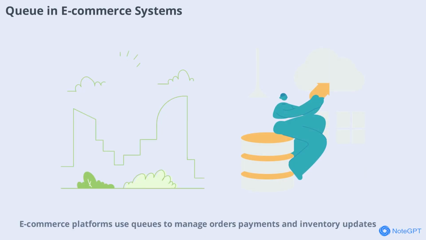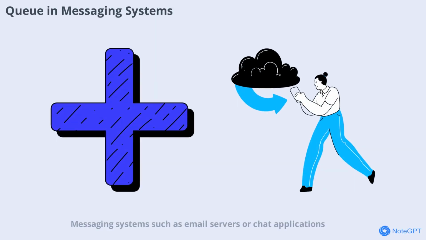E-commerce platforms use queues to manage orders, payments, and inventory updates. By processing each transaction in order, queues help prevent errors and ensure that customers receive accurate information about their purchases and deliveries. Messaging systems, such as email servers or chat applications, use queues to handle incoming and outgoing messages.